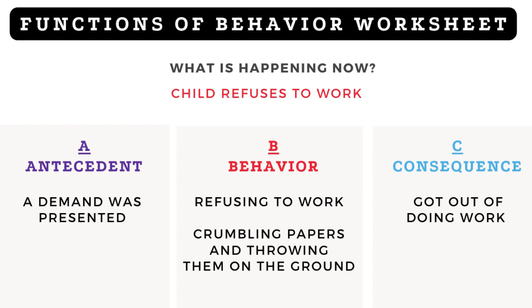And so the antecedent and the consequence usually match. If they were trying to escape a demand when it was presented, then the consequence usually matches up, that they were able to get out of that. And that creates that cycle of behavior that continues over and over again until we intervene, collect some data, and see if it's helping or it's not helping.